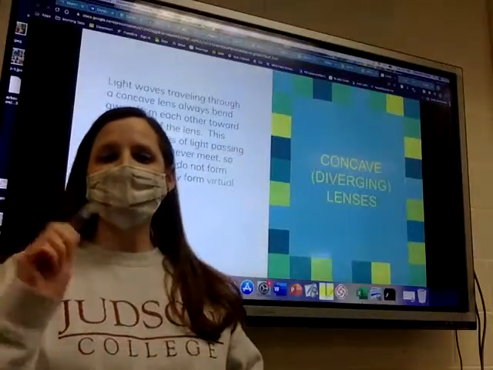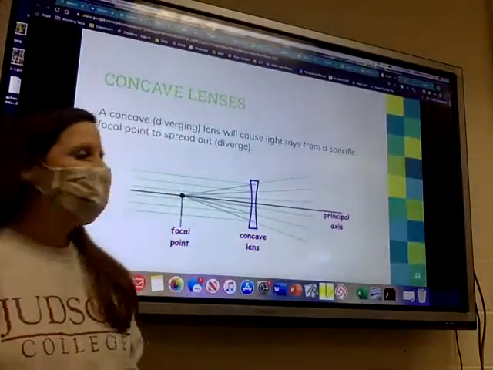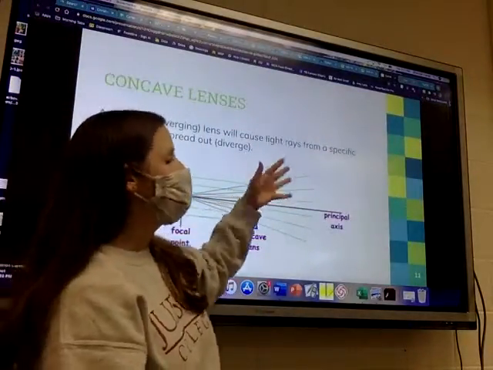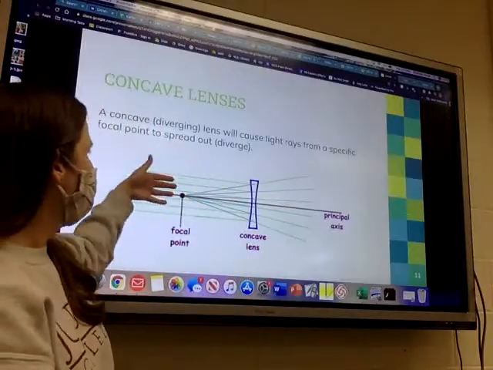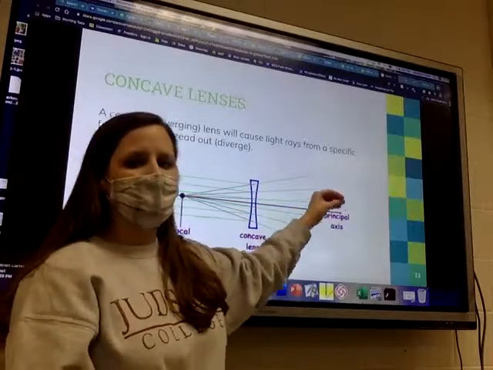A virtual image. These are a virtual image because the light rays are never meeting. Here's an example of that. Lights go in and they spread out. So your big focus here are these green lines of them coming in. Your focal point is out here. It's not coming in the middle.